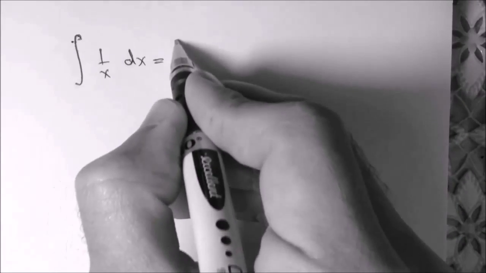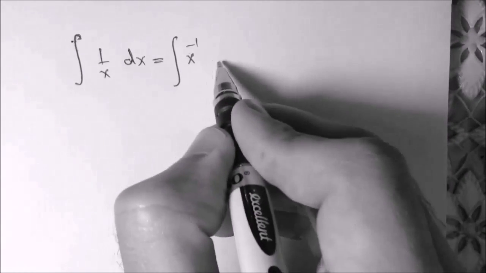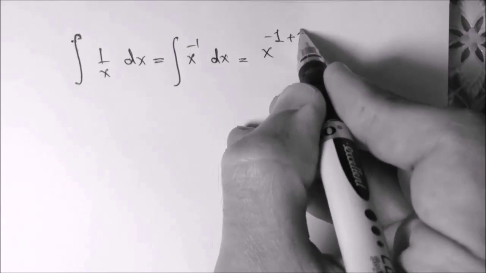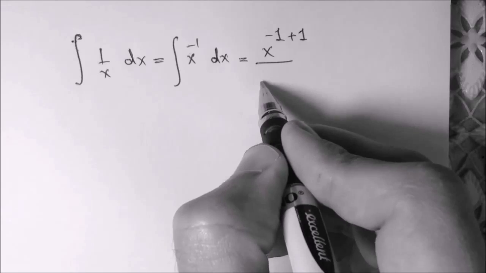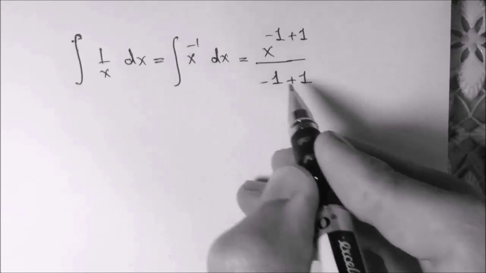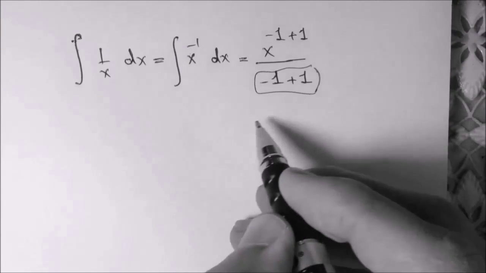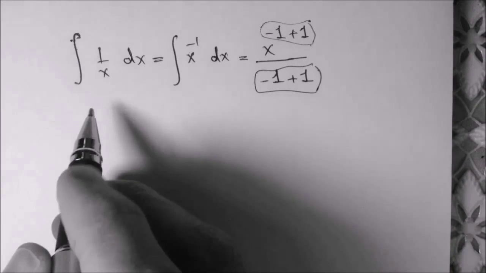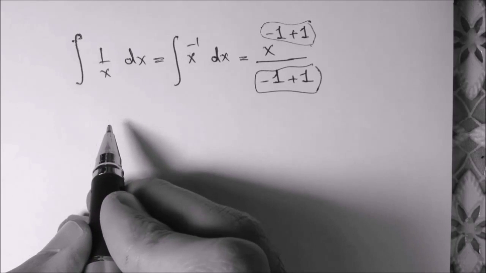If we use the standard formulas for integrating x powers, then we would add 1 to the exponent of x and then divide by the new power, which is minus 1 plus 1. Here we have the problem: minus 1 plus 1 is 0, and here we have 0 as well. So we are going to avoid this method.